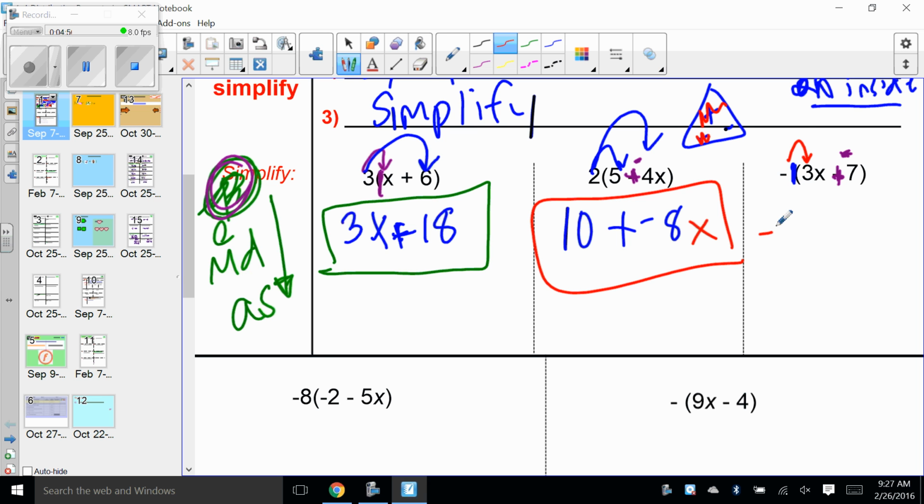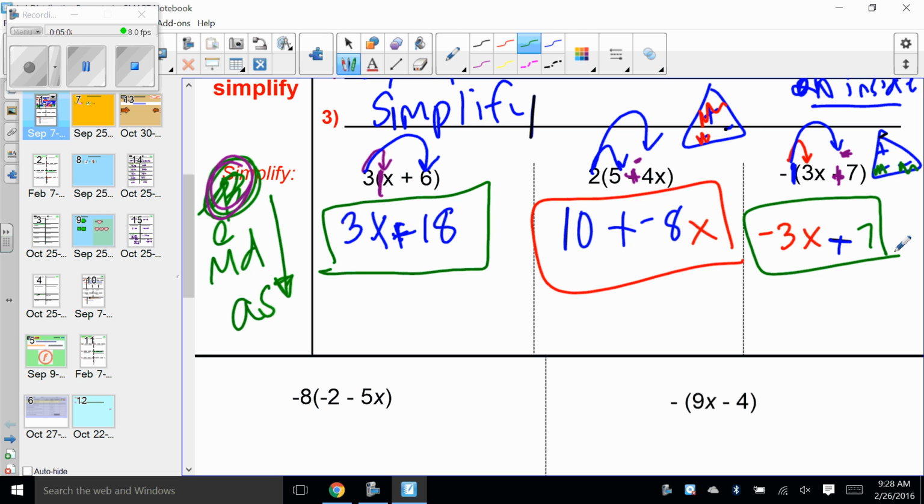Triangle problem is negative 3. Reattach the variable x. Keep sign in the middle, and take negative 1 and multiply by 7. That's a triangle problem there. We have negative 1 times negative 7 is positive 7. So we have negative 3x plus 7. All right, so that's called distributive property.